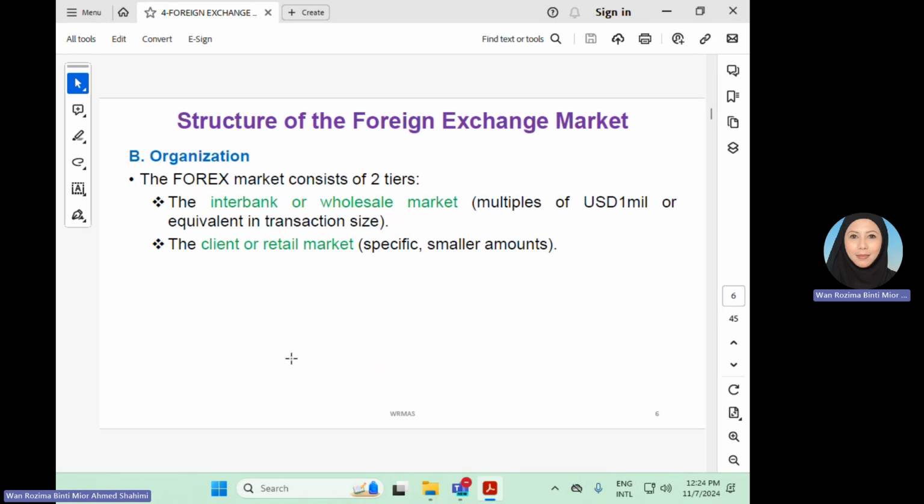For example, if you want to go for a holiday and you go to the money changer, it goes to this part: the client or retail market, with specific, smaller amounts. So I repeat once again. The interbank or wholesale market is between dealers and dealers, between banks and banks. Usually the amount is quite large, and the market is also quite large. They are market makers, or we call them liquidity providers. The client and retail markets are smaller, between banks and clients, maybe individuals and so on.